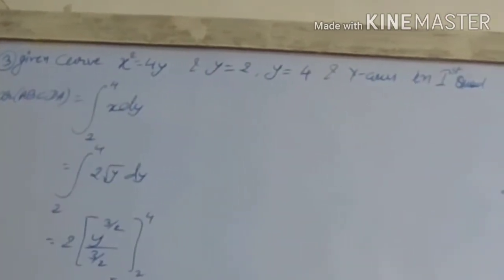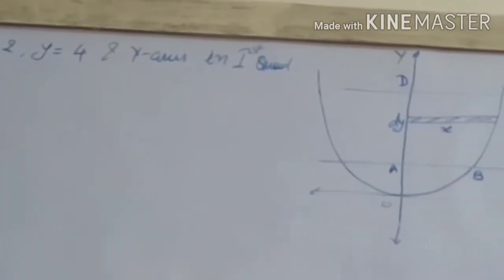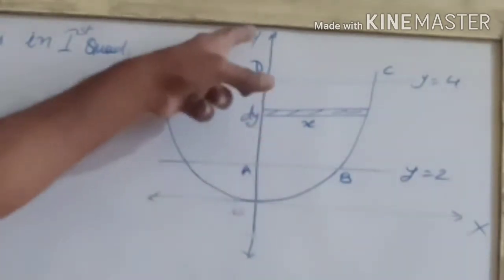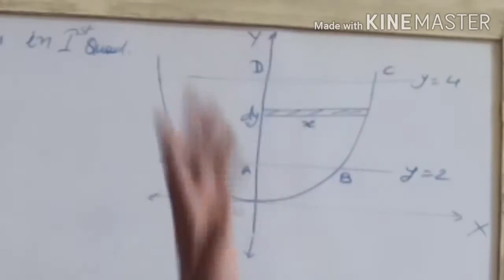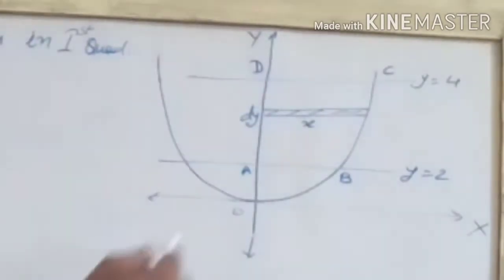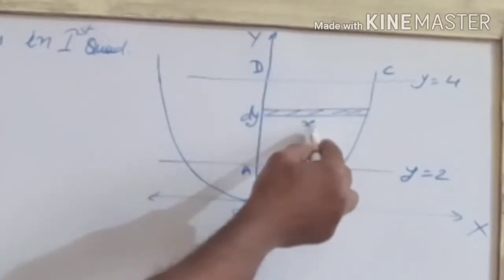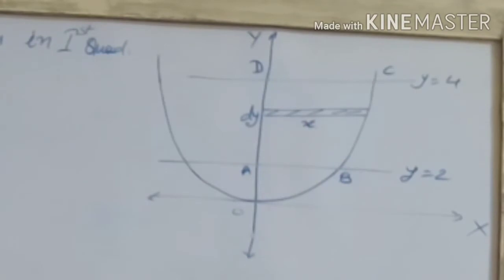So see, this is the figure of x square is equal to 4y. Since it is a parabola, y is the axis of the parabola. And this is y is equal to 2 and that is y is equal to 4. Take a strip parallel to the x axis, it means this is the length, it is x, and the width, which is very small, delta y, that is dy.